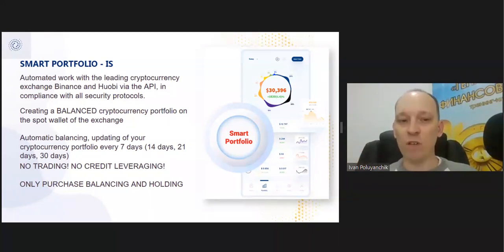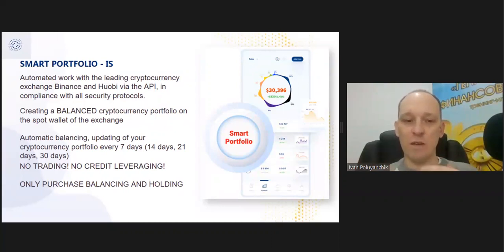And that's why the Smart Portfolio product, first of all, works on the Binance exchange. Of course, all platforms will be supported by this product in the future, such as FTX and Bybit. And for now, we have two main exchanges, which are Binance and Huobi. Those users who cannot use Binance for different reasons can create an account on Huobi, and Smart Portfolio will put together a balanced cryptocurrency portfolio on your Huobi or Binance account.